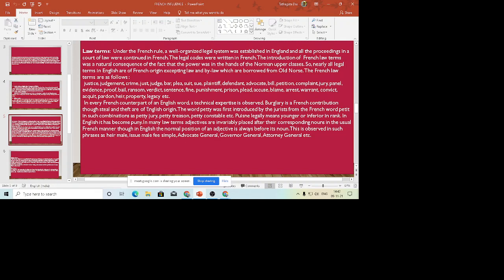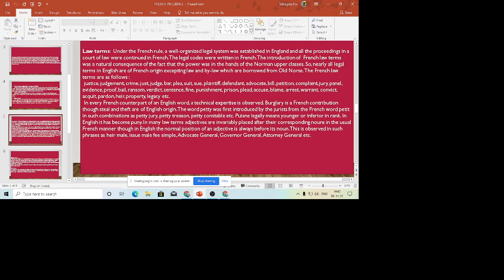In every French counterpart of an English word, a technical expertise is observed. Burglary is a French contribution, though steal and theft are of English origin. So these words steal and theft, they were there, but burglary is of French origin. The word petty was first introduced by the jurists from the French word petit, P-E-T-I-T, which is pronounced as petit.